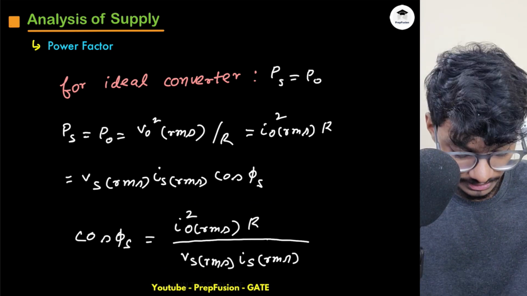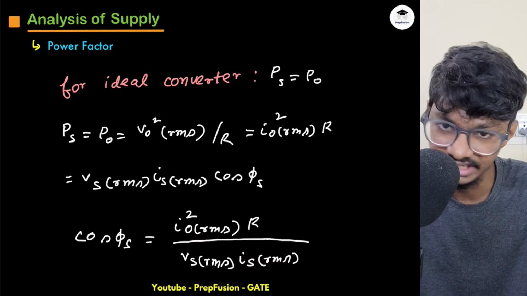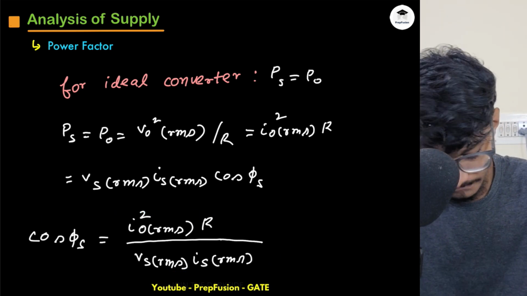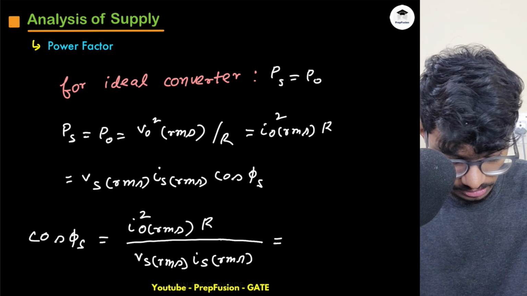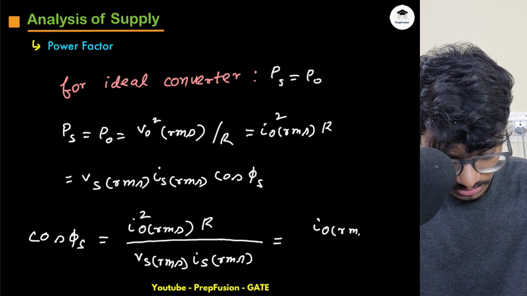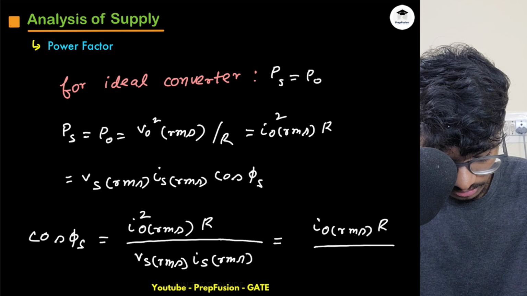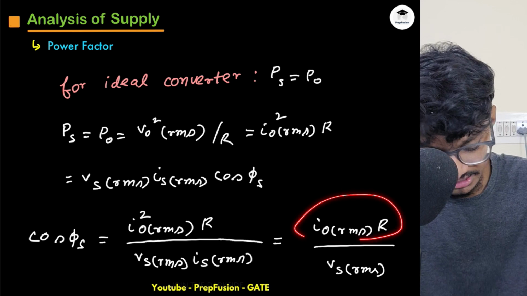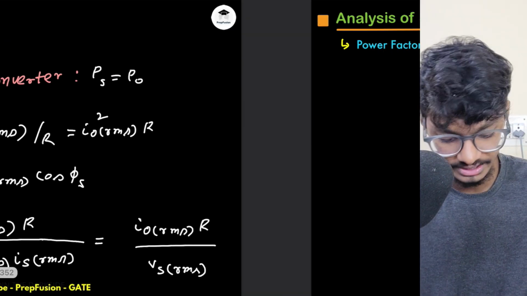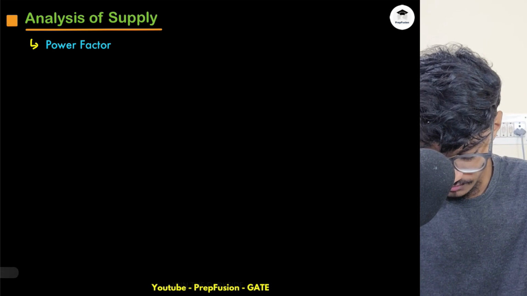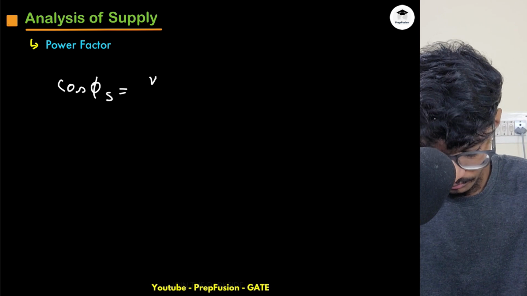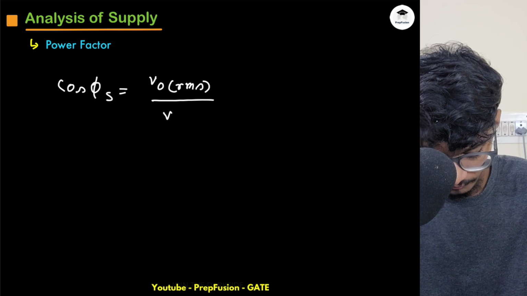Now, can I simplify it? Yes, I can simplify because IORMS and ISRMS are the same. So this will be equal to simply IORMS into R divided by VSRMS. And IORMS into R is simply VORMS. So my cos phi will be VORMS divided by VSRMS.